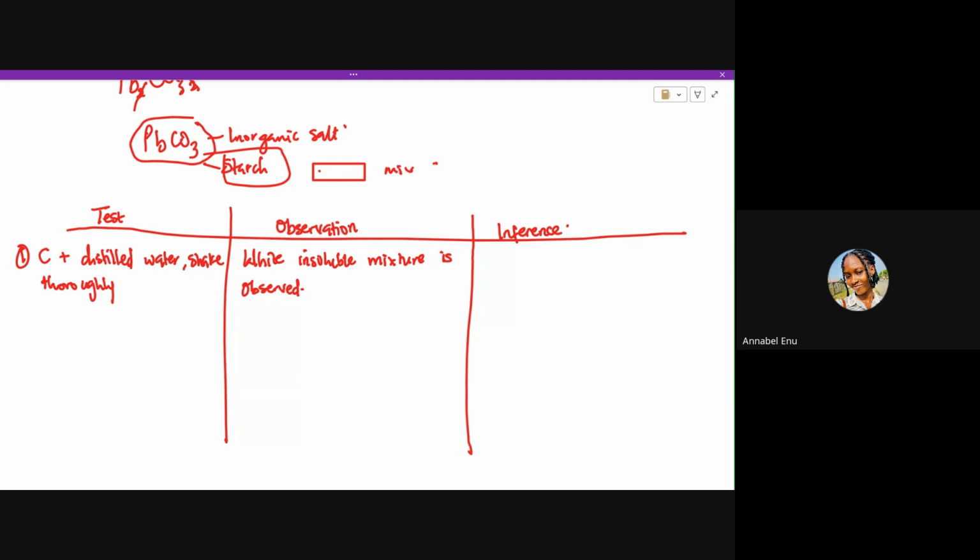So what this simply tells us is that C contains insoluble substances. So that's what we're going to be concluding in the first step.